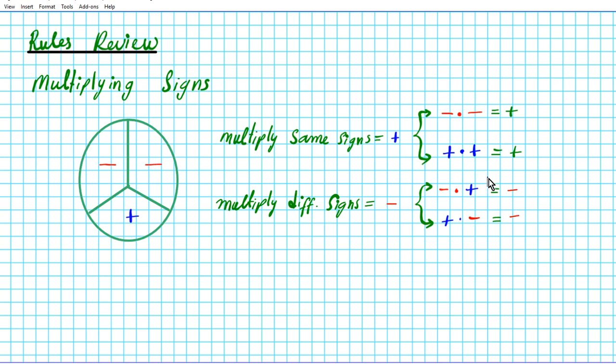Alright, so don't forget the rule. Whenever you're multiplying the same signs, you have plus, and when you're multiplying different signs, you have minus. So that's the first set of rules we're going to be reviewing. The second one has to do with how to add and subtract numbers. We're talking about real numbers in this case. So, the rules for adding and subtracting numbers.